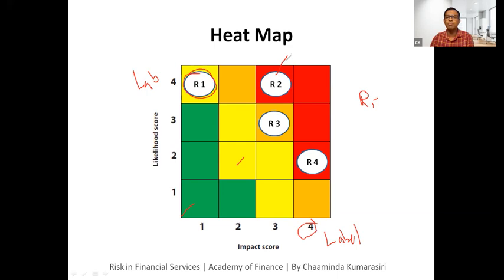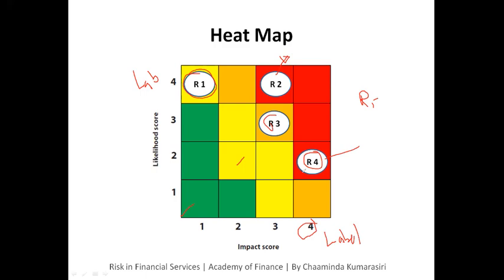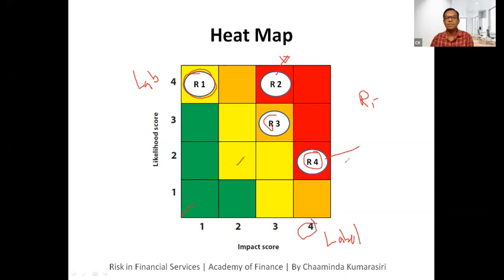Key employee leaving the organization is R2, right? Cyber attack, R4. I mean, these are just labels, different risks. Risk 1, risk 2, risk 3, risk 4. These are 4 different risks, and they have been parked in 4 different areas.